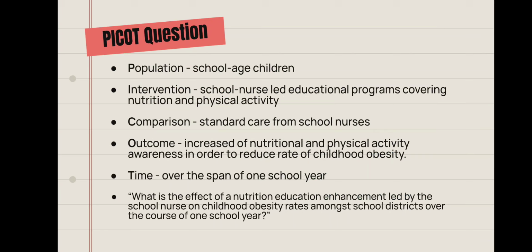The population of my topic is children in school. The intervention would be nutrition education enhancement led by the school nurse. The comparison for this topic could either be comparing the outcomes to the current scope of practice and duties of a school nurse and their impact on childhood obesity, or no comparison at all. This would be comparing the outcome to no intervention.